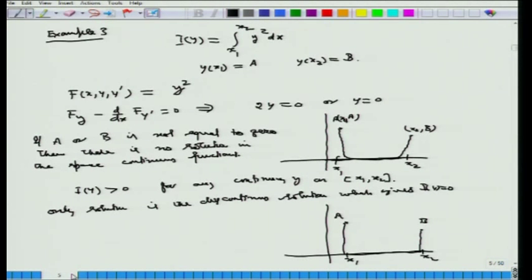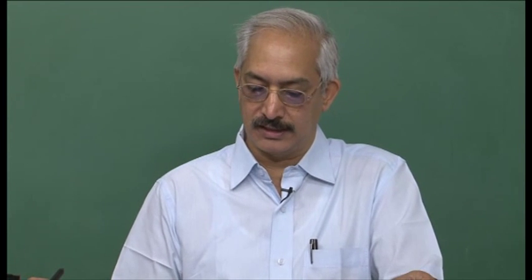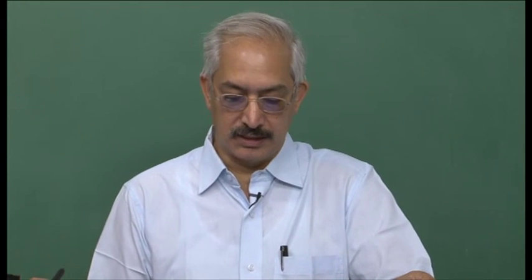In the next example we had considered I(y) equal to the integral from x1 to x2 of y square dx, and here the given conditions are y at x1 equal to a and y at x2 equal to b, where a and b will have to be chosen suitably. Here f is y square, and so Euler's equation f_y minus d by dx of f_y prime equal to 0 implies that y is identically 0.